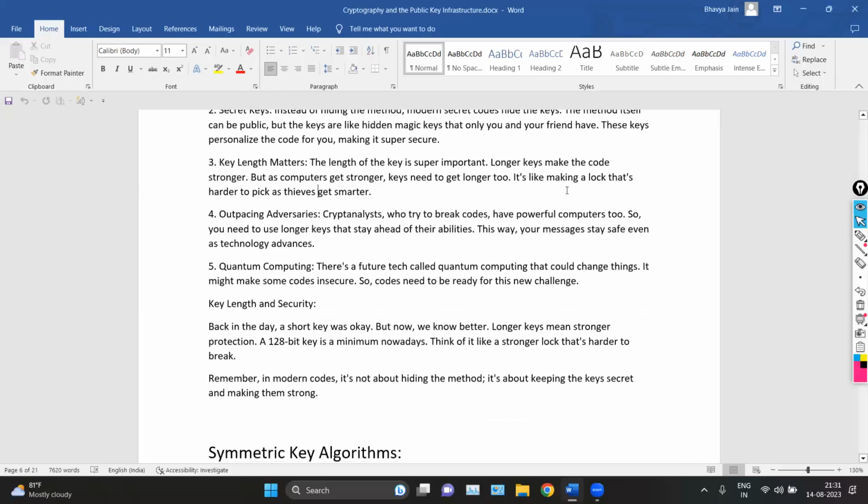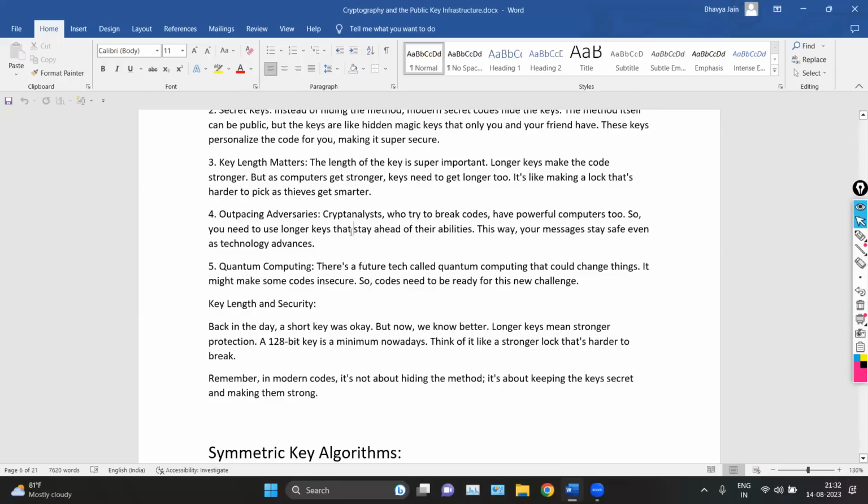Then we have outpacing adversaries: cryptanalysts who try to break codes have powerful computers too, so you need to use longer keys to stay ahead of their abilities. This way, your message stays safe even as technology advances. So always choose a long key, because cryptanalysts use their abilities to crack your key, and they also have high computation power.